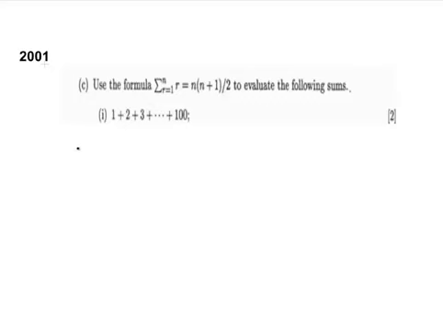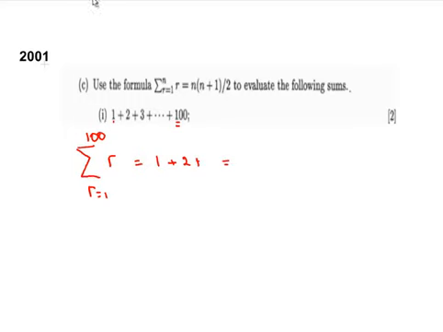There, so the sum from r equals 1 to n, where n is equal to 100, of r. So that's equal to 1 plus 2, and so on. And we have to calculate this.